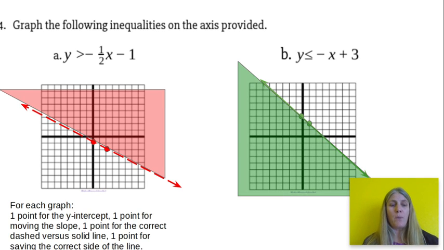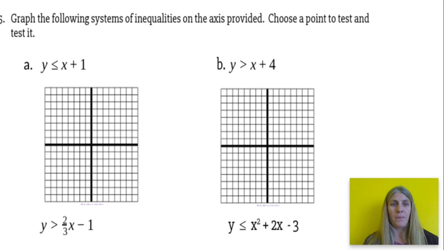So for each of these problems, you're going to have 1 point for the y-intercept, 1 point for moving the slope, 1 point for the correct dashed line or solid line, and 1 point for shading the correct side. So each of these are going to be worth 4 points. So 8 points altogether for question number 4.